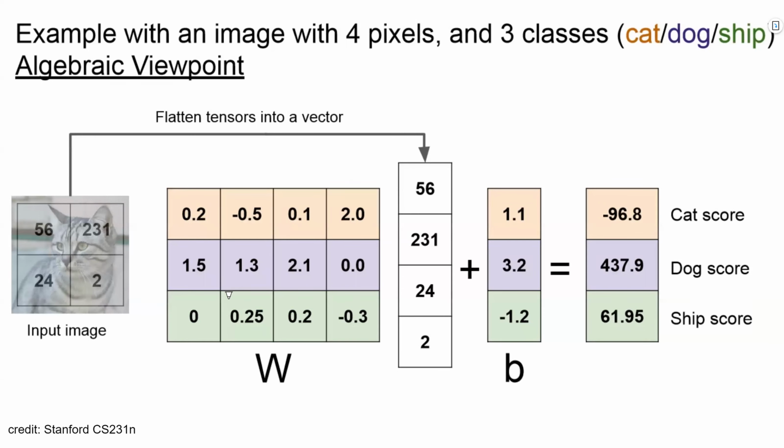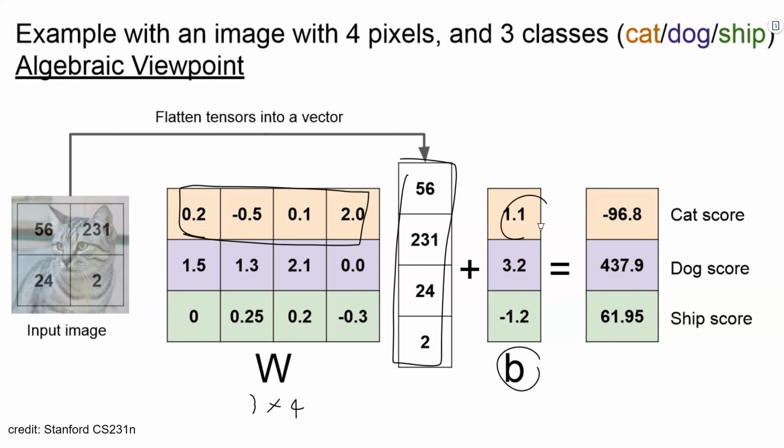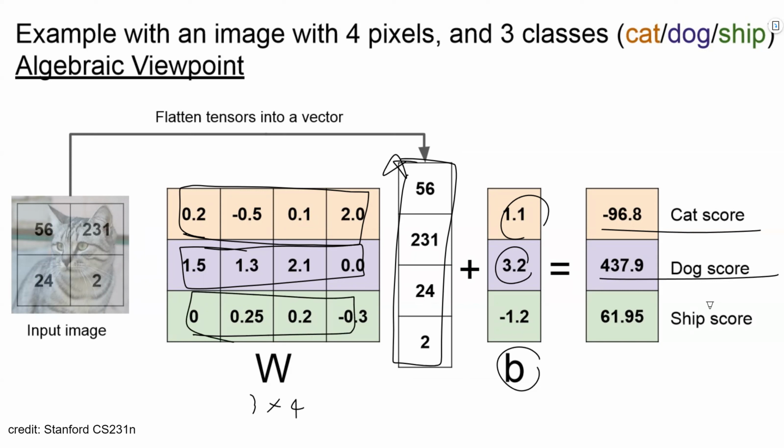As I told you, this W should be a 3 by 4 matrix, and we can have an additional bias. These 4 numbers get multiplied with the input, and with this bias become the cat score. The second set of 4 numbers get multiplied with the input as well and added with another bias, and generate the dog score. And the last one gives the sheep score.